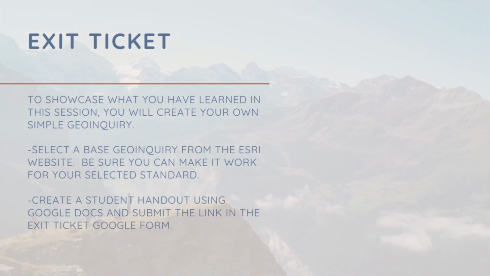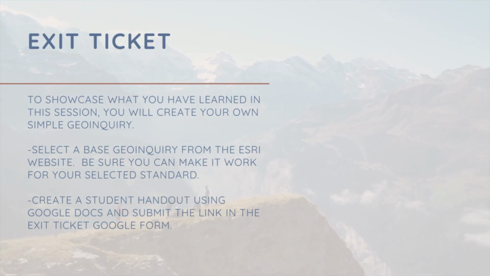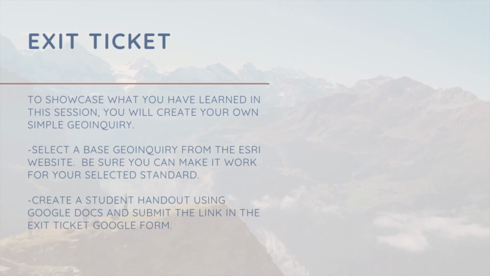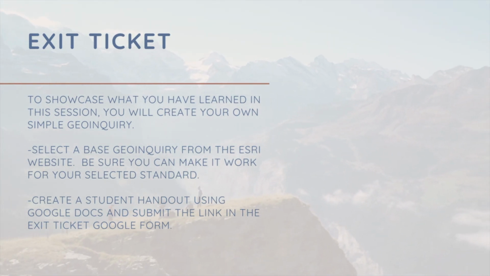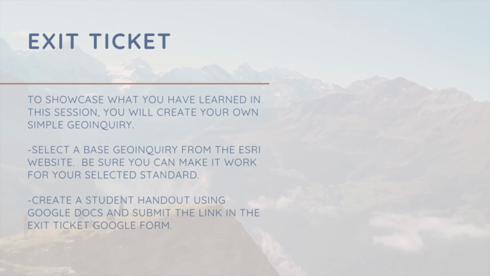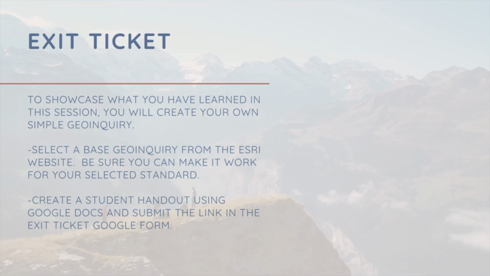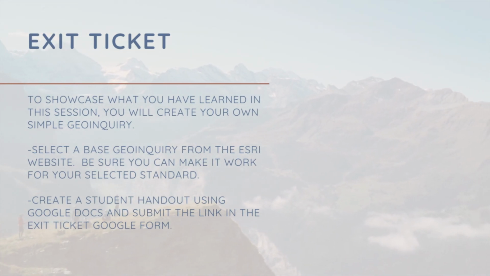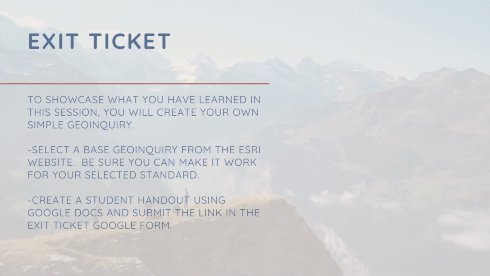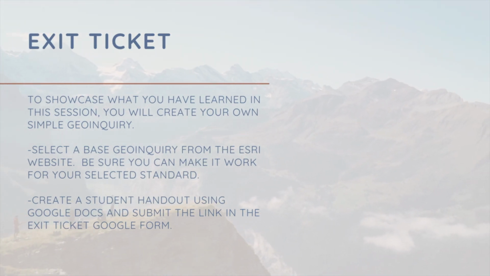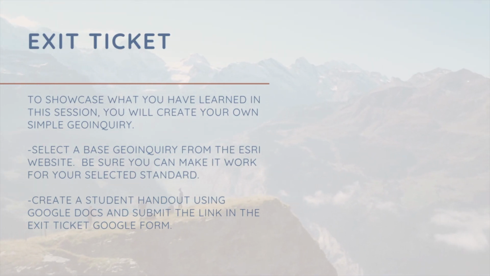All right, to close out today's session, this is our exit ticket. To showcase what you've learned in this session, you are going to create your own simple GeoInquiry. It doesn't have to be as complex as the one that I've provided for you. You're starting with baby steps. Select a base GeoInquiry from the Esri website. Be sure you can make it work for your selected standard. Then I want you to create a student handout using Google Docs and submit the link in the exit ticket Google form that's located to the left of this screen.